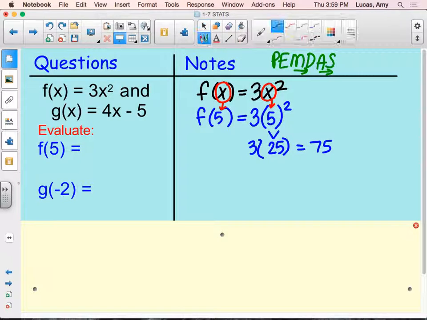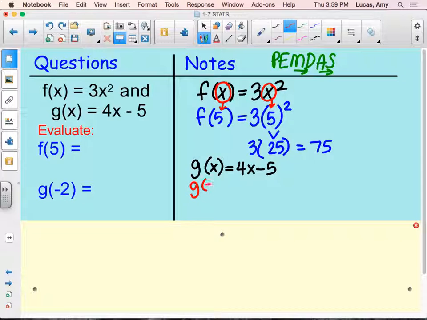My next one, g of -2. Well, g of x equals 4x minus 5. So g of -2 would equal 4 times -2 minus 5. So just like on the last one, the x on this one was replaced with -2. So the other x is replaced with -2 as well. Order of operations, 4 times -2 is -8. -8 minus 5 is -13.